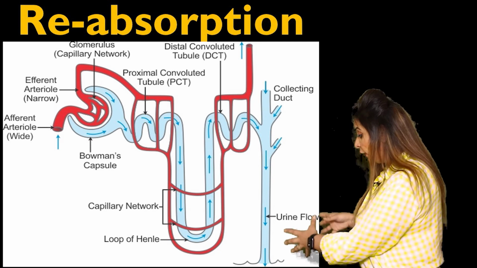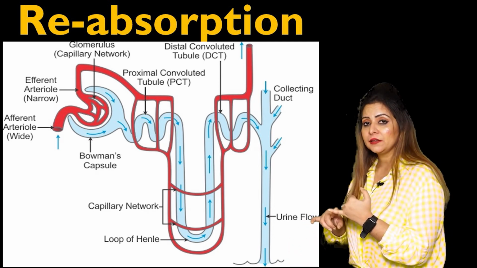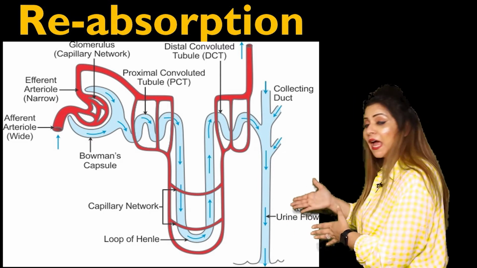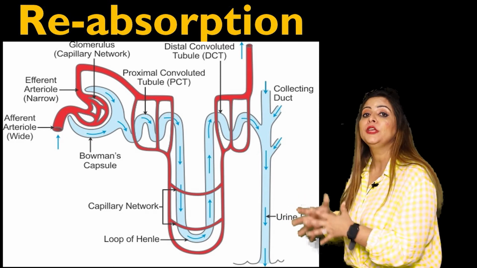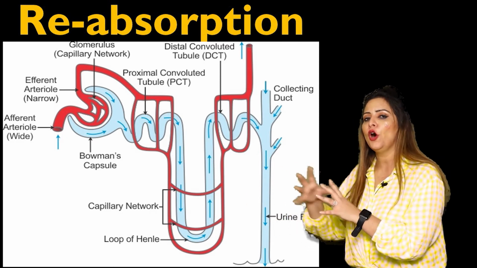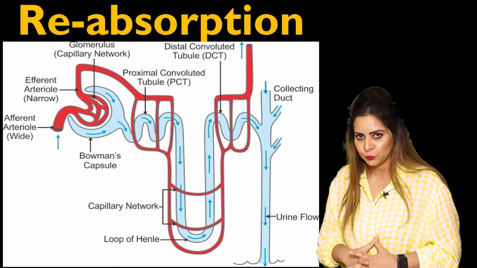So now in the loop of Henle, we have the waste, right? And the water absorption also takes place. So now the waste and the water form urine. Waste and water, that is waste plus water, forms urine. So this is all about the reabsorption.